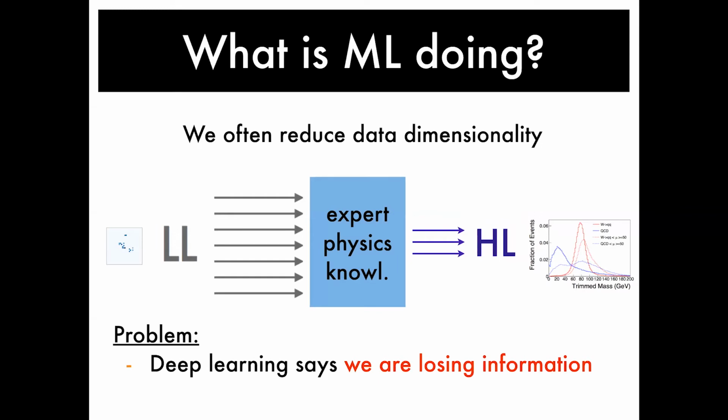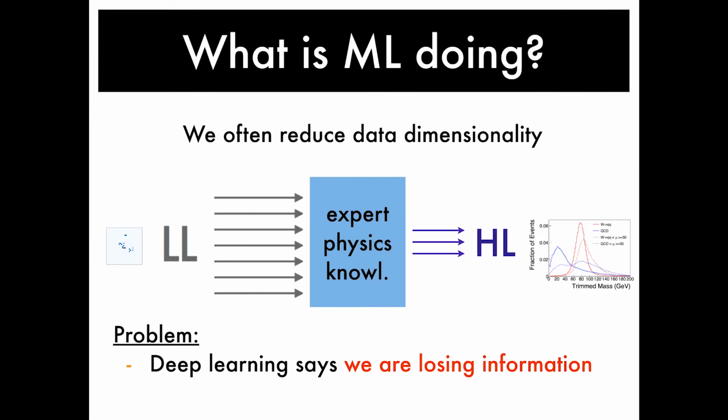We do things like tracking, we do things like clustering, like dimensional reduction using physics-motivated heuristics is the name of the game for decades, right? We take low-level data and we use expert physics knowledge to turn it into high-level information. This is what physics is, right? It's interpreting our data in terms of our thought patterns. The problem, of course, is that deep learning tells us there's an information leak here, that there's some information in that low-level data that we are not using, that we have not captured, all right?